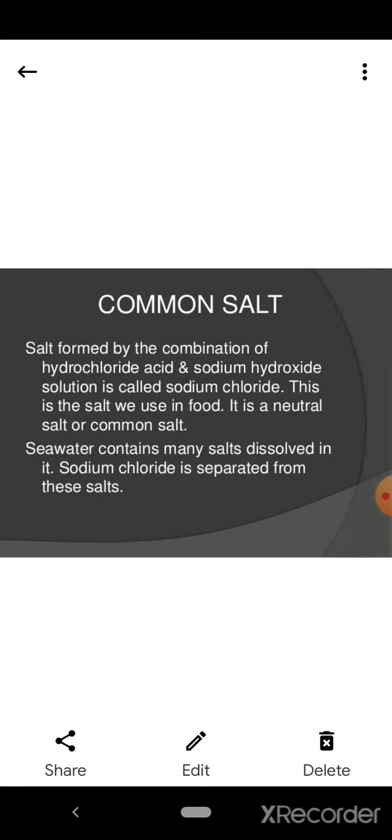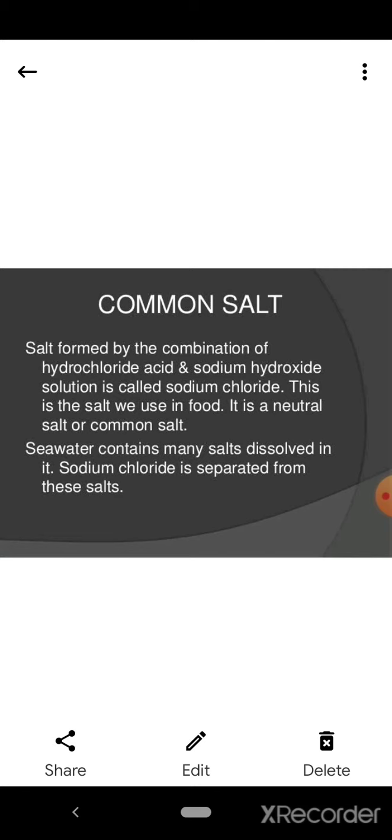Now what is this common salt? We know that the salt obtained by the reaction of hydrochloric acid and sodium hydroxide solution is called sodium chloride. This salt is used in our food. You must have observed that it is a neutral salt. Seawater contains many salts dissolved in it, and sodium chloride is separated from these salts. Deposits of solid salt are also found in several parts of our world. These large crystals, which contain some impurities, we call rock salt.